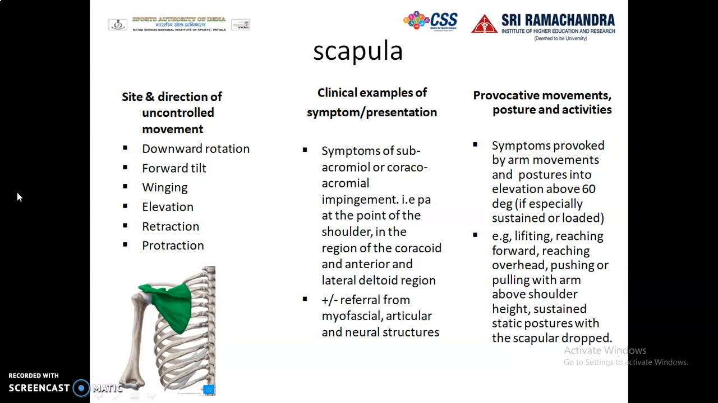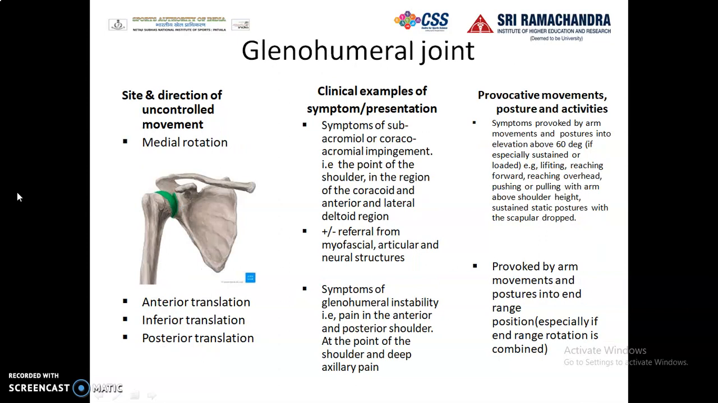So what are the provocative movements, postures, and activities? Symptoms are provoked by movements if the patient presents with anterior shoulder pain. If you ask the patient to lift, that could be a provocative factor: arm movements and postures into elevation above 60 degrees. For example, lifting, reaching, forward reaching, etc. In the last slides we saw scapular control. Now we are going to talk about the glenohumeral joint.